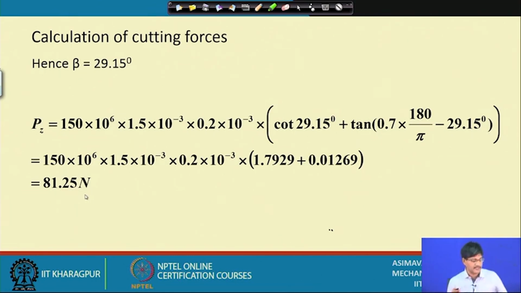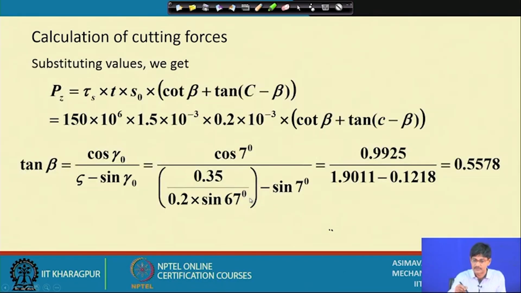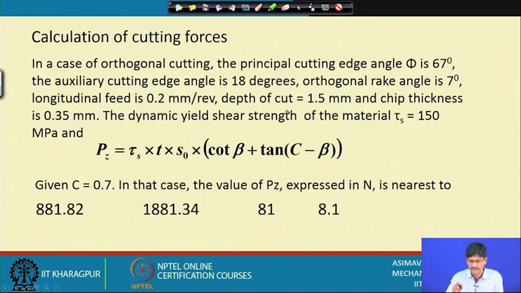So, if we go back, this is the correct answer. It is nearest to this value. This is the correct value, 81 newtons.